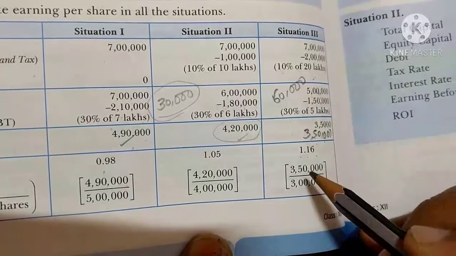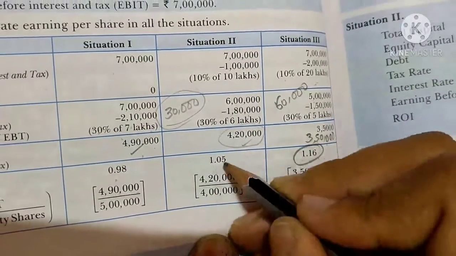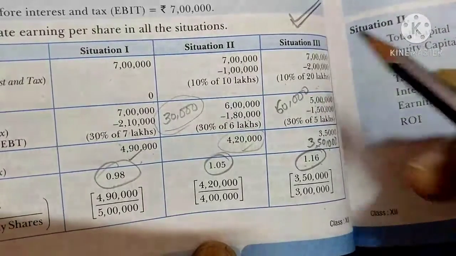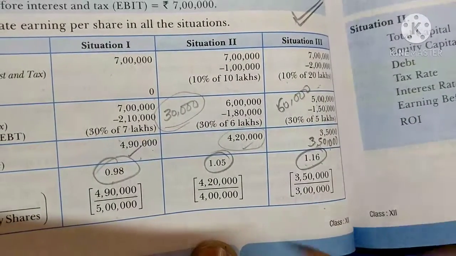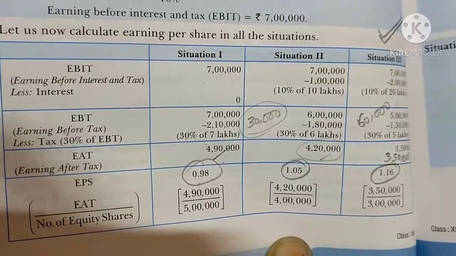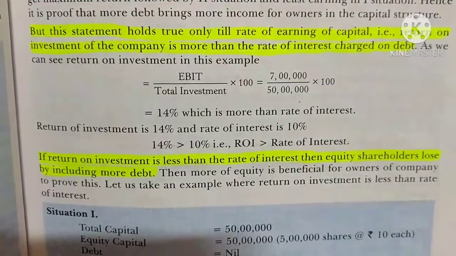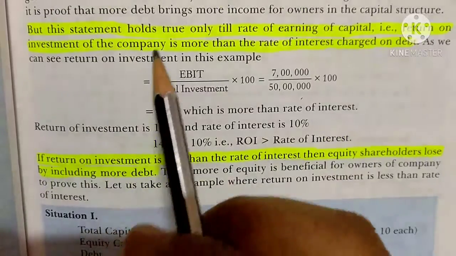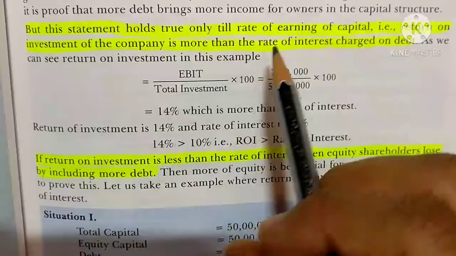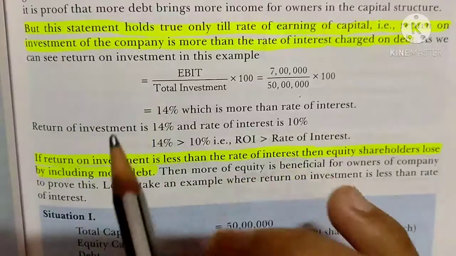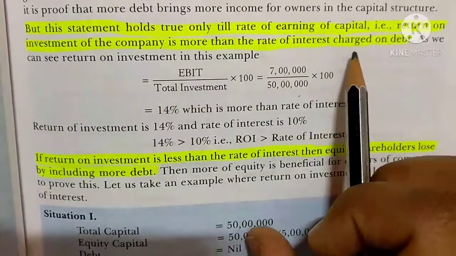So you can see here, this EPS is highest in which one? Situation third, where more debt is there, which shows that more debt means more earning for the company. I hope it is clear to you. Now remember one thing, that the statement which I said, that more debt means more earning, holds true only till the rate of earning of capital, that is, when the return on investment of the company is more than the rate of interest charged on debt.